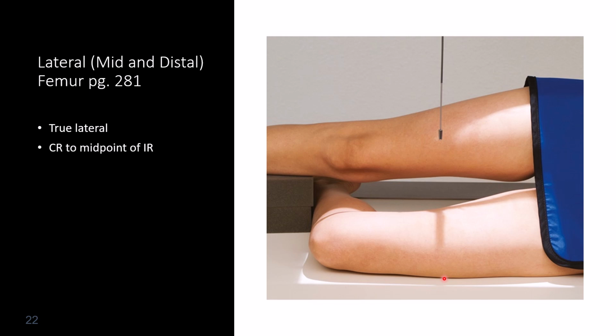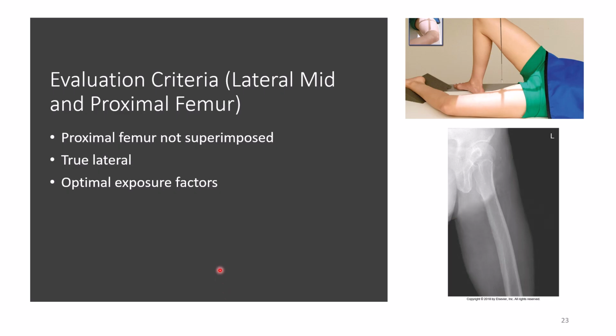The central ray is again perpendicular to the midpoint of the IR, because on this you have to capture the knee joint. So wherever your central ray ends up that you are capturing the knee joint, that is where you would be. So there's no specific point. In order to have this done properly when we evaluate it, you should have the distal 2/3 of the femur, including the knee joint. And again, the knee joint will not appear open.